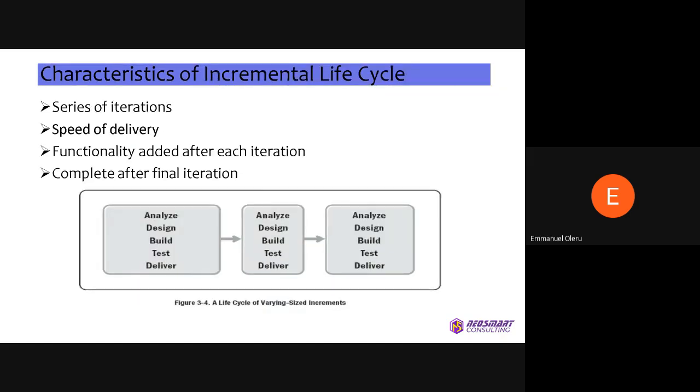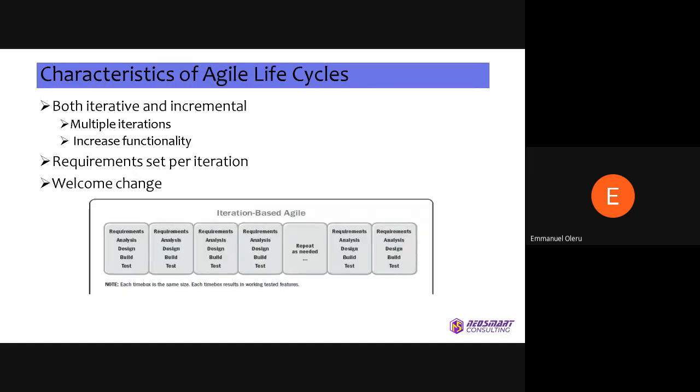Now, for the incremental life cycle, incremental talks about you having a series of iterations, and at the end of each iteration, functionality is added, and after the final iteration, you're done with your build. So for the incremental life cycle, each of these is an iteration. Basically, you analyze, you design, you build, test, and deliver. That's one iteration. You then do it again and again until you're able to bring out all the features that the product would need through the life cycle of the product.